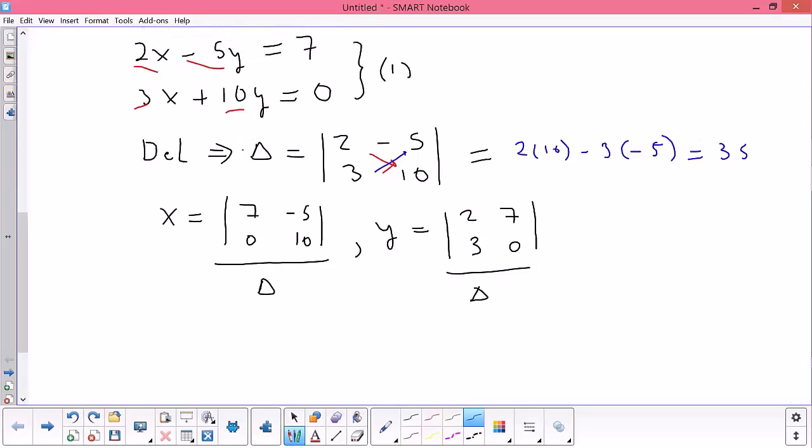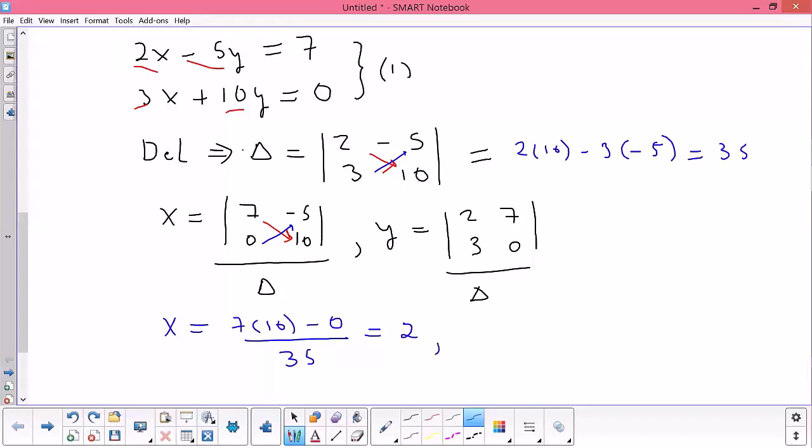So if I want to find x, x is equal to a similar operation: 7 times 10 minus minus 5 times 0, divided by 35. So what I'll have for x is 7 times 10 minus 0 divided by 35. Or you can say 70 divided by 35 works out to be 2.